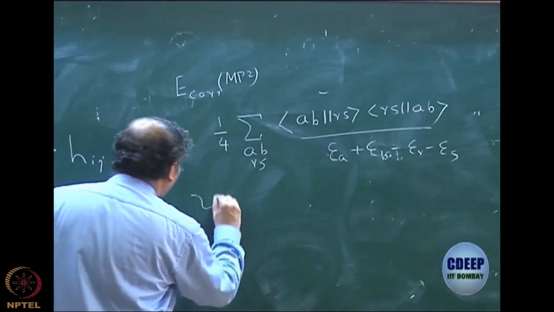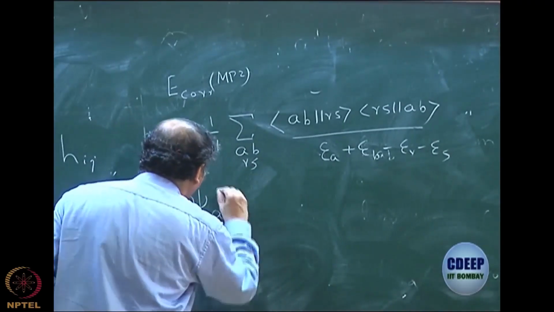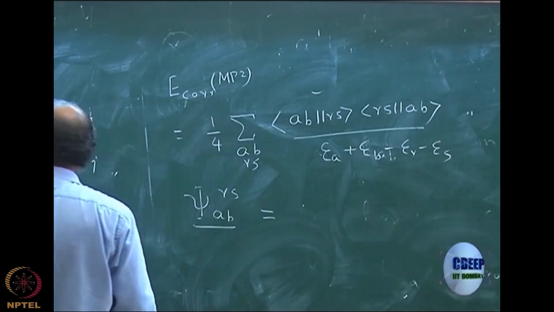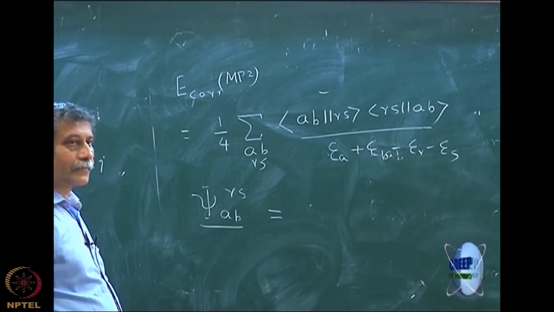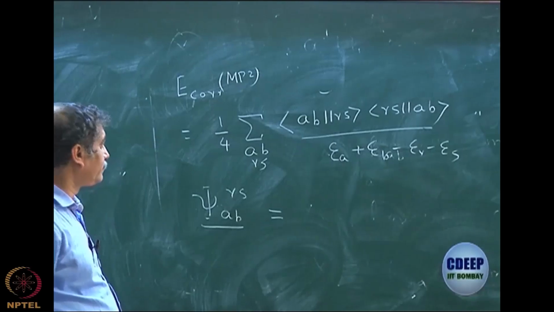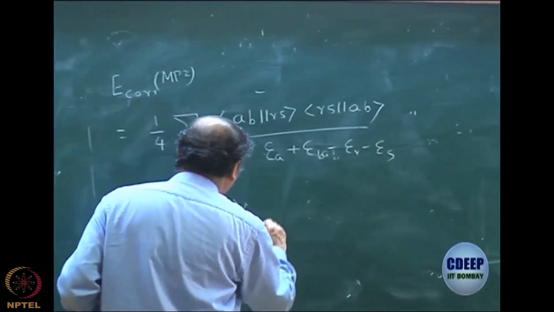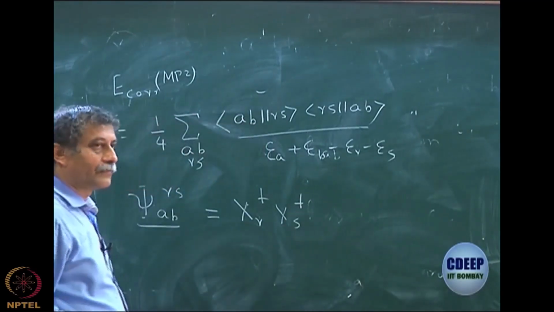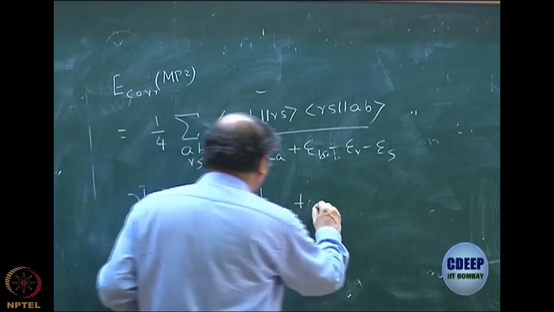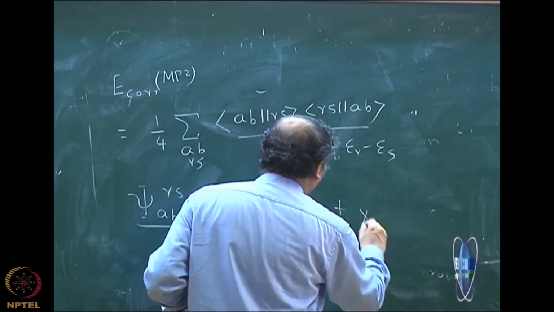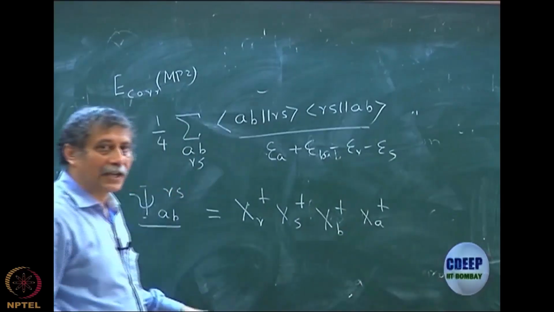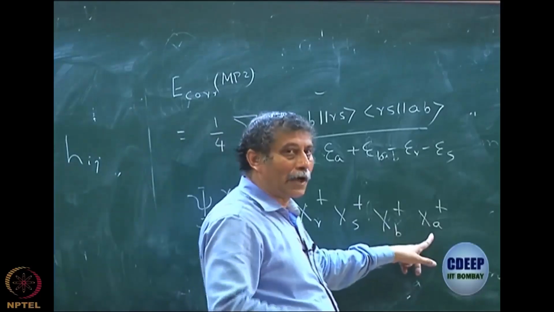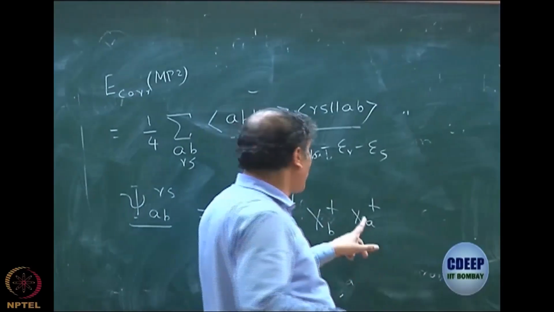So if you look at the determinant psi ABRS, now can I write this determinant in terms of holes? Tell me. All 4. So XR dagger, XS dagger. Now you have to be careful, XB dagger, the way I have written, XA dagger. Note that I am creating a hole. Now I will talk in terms of holes. I am creating a hole.